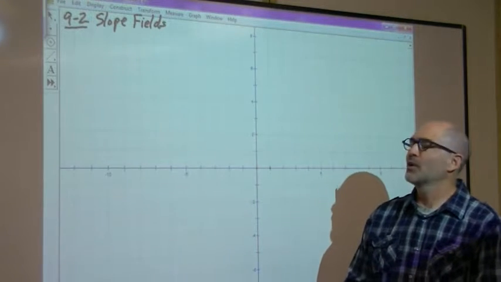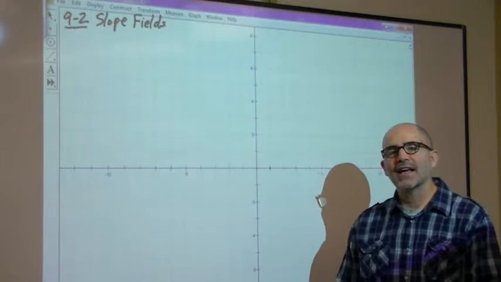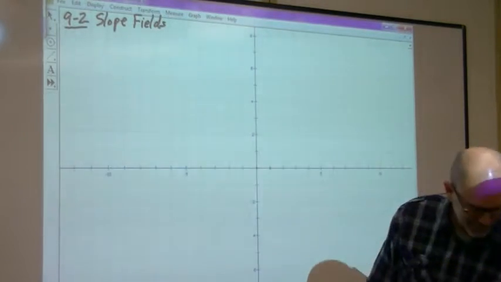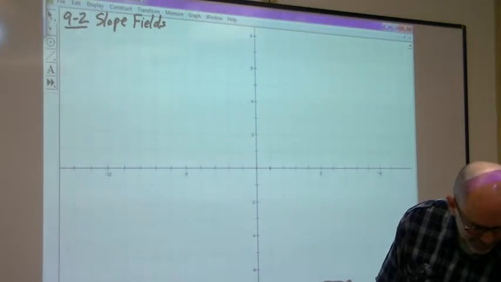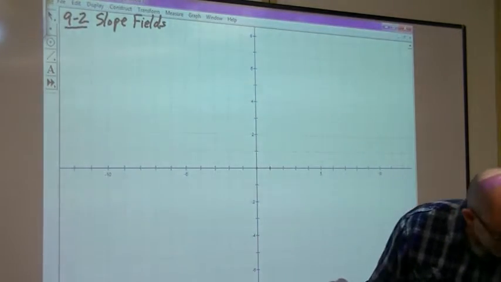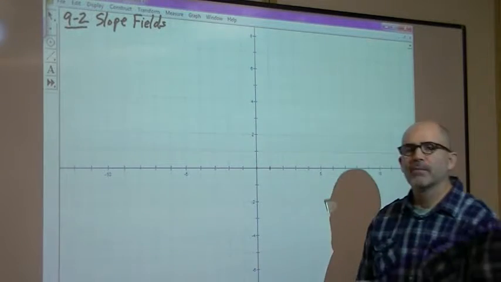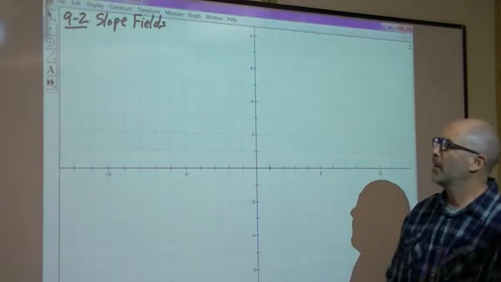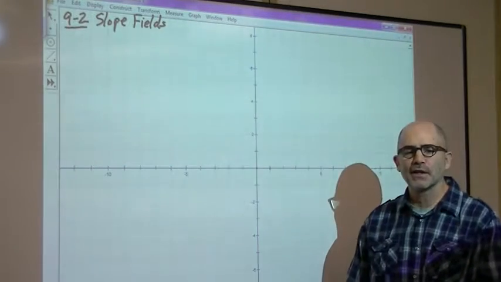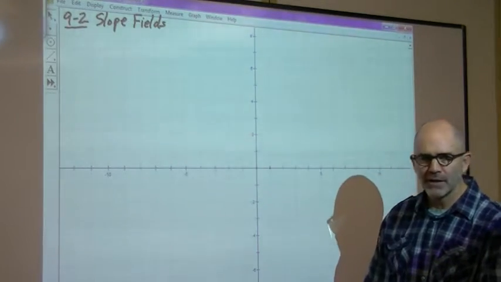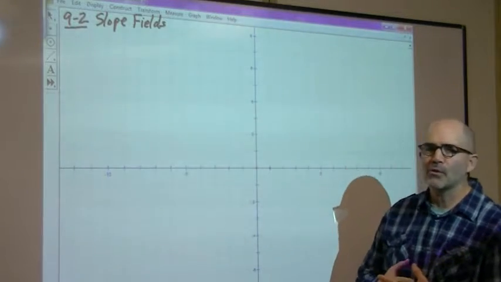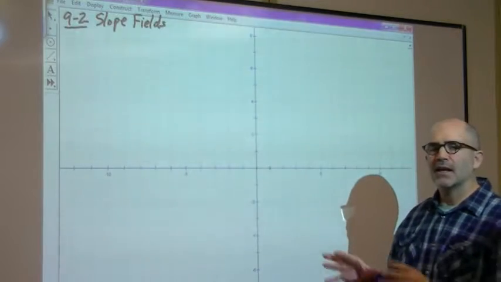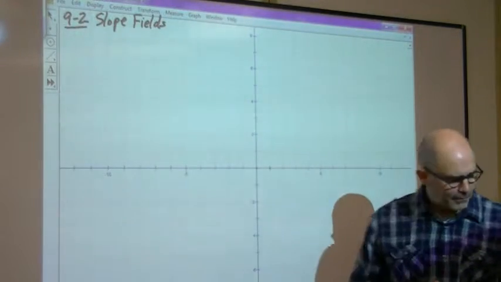Calculus. We're doing slope fields and, as an added bonus, Euler's method. First thing, the book calls these things directional fields, but the rest of the world calls them slope fields, so we're calling them slope fields. Now, it really is pretty simple. What we're going to do is take a differential equation and plot it on a graph.